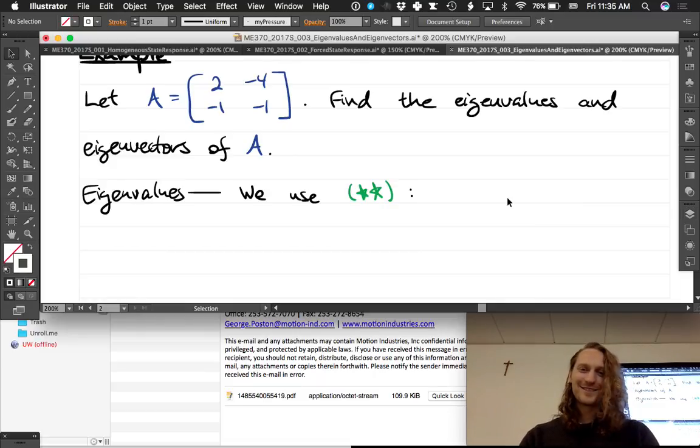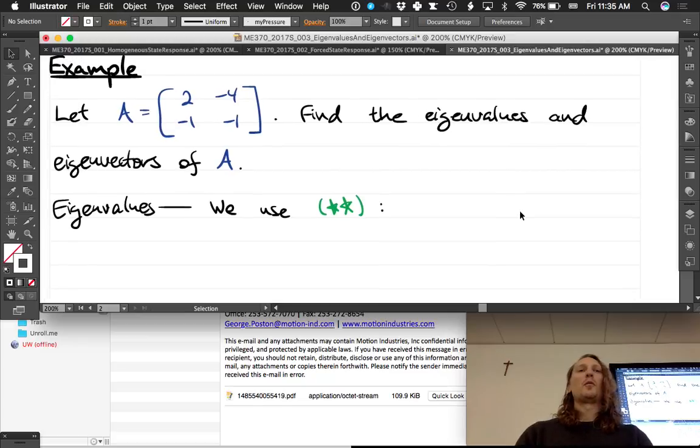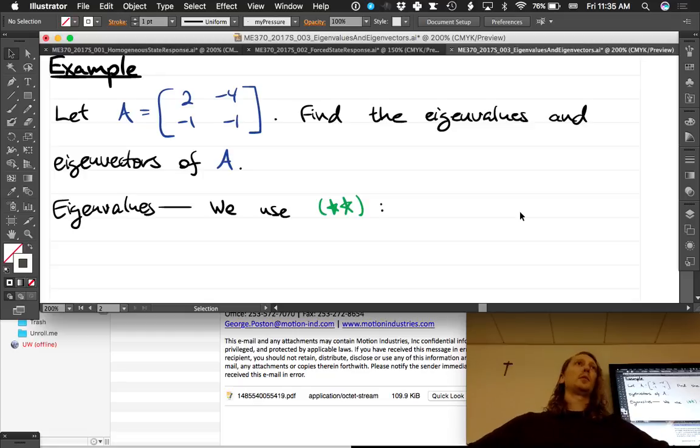All right. So let our A matrix be this nice 2 by 2 matrix. How many state variables are we going to have? 2. We want to find the eigenvalues and eigenvectors of this A matrix. So let's think about it for a minute. What do we expect to happen in the 2 by 2 A matrix case? How many eigenvalues, that's the first thing that we should think of. How many eigenvalues do we think are going to come out of this?